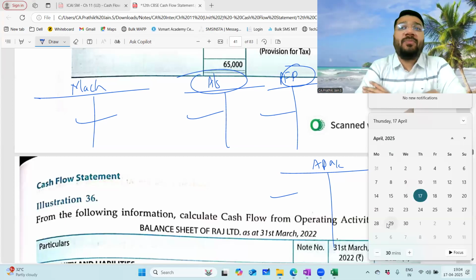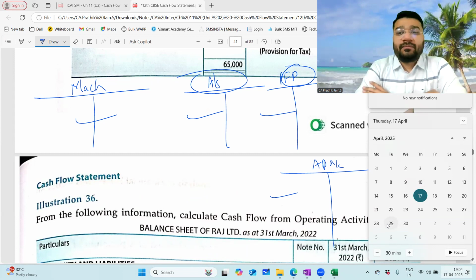I want some extra class to be taken. My target was that by next Saturday, that is the 27th, I should be done with this topic. Okay, we'll decide. No problem.